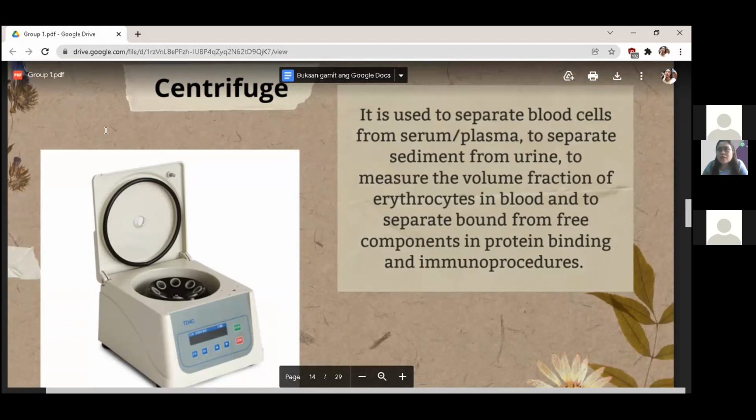We can separate liquid and liquid, solid and liquid. We can even separate gas and liquid. So again, you will place the test tube inside, and then it will be rotated for a certain period of time, and it has a certain speed also. And then afterwards, once it stopped rotating, you will get the test tube and you will see that there is a separation between the components of the mixture.